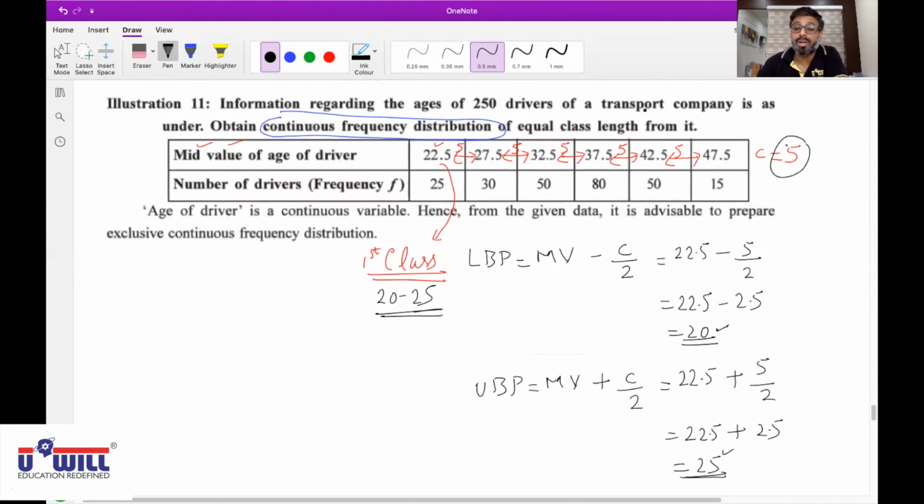Now, since the class length is 5, just keep on adding 5. Don't obtain for all. After 20 to 25, 25 to 30, 30 to 35, 35 to 40, 40 to 45, 45 to 50. Only first class workings you have to show. Rest you can directly write. Once you get the class 20 to 25, just keep on adding 5. 25 to 30, 30 to 35, 35 to 40, 40 to 45, 45 to 50.